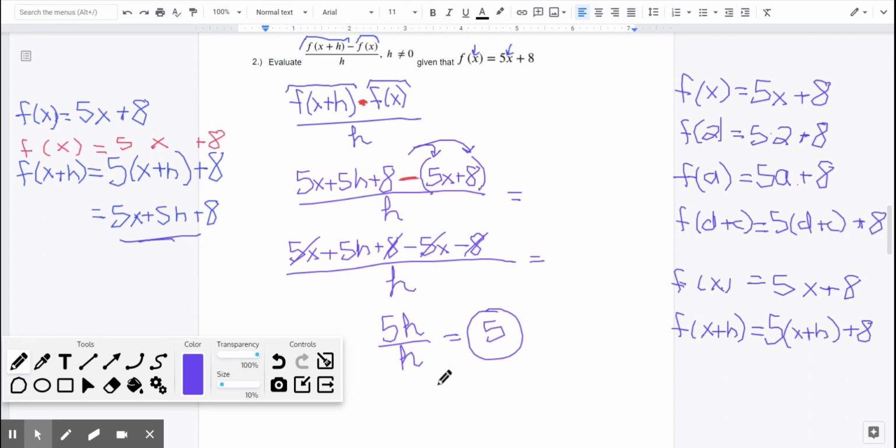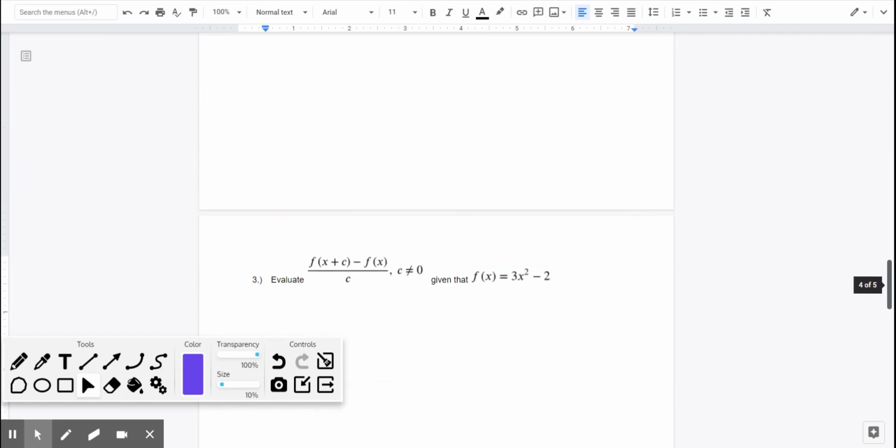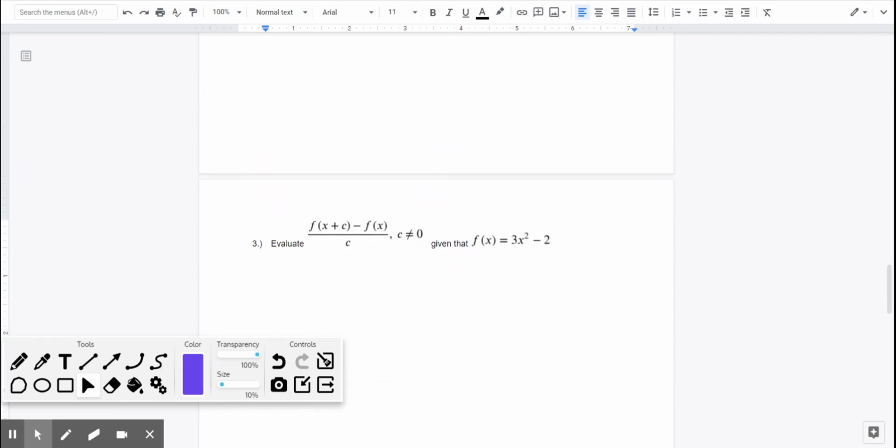Okay, I have one more for us today. And let me clear this out. Grab the mouse. And this is the one we're going to be looking at.